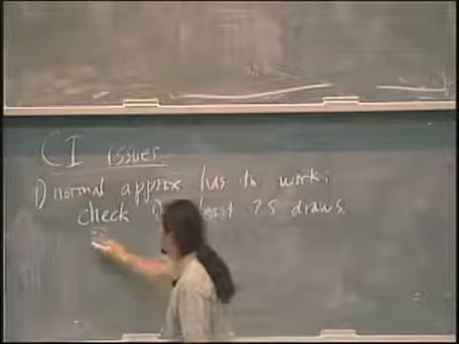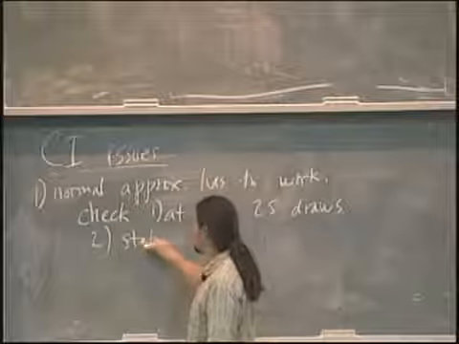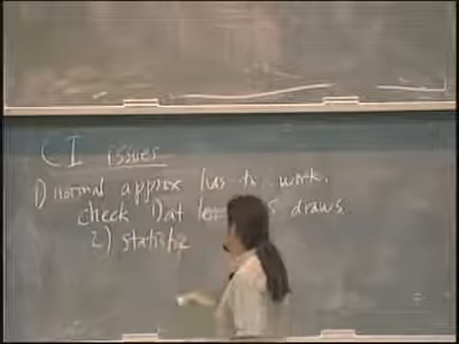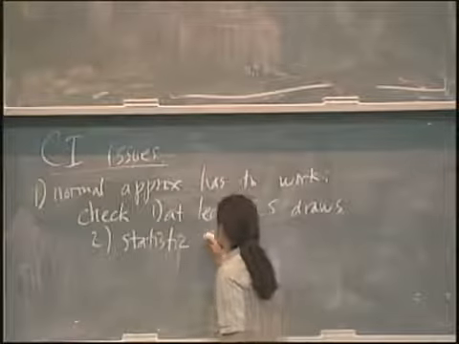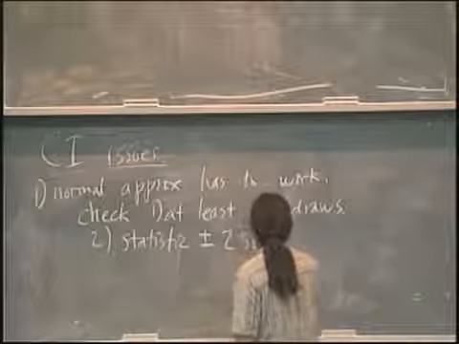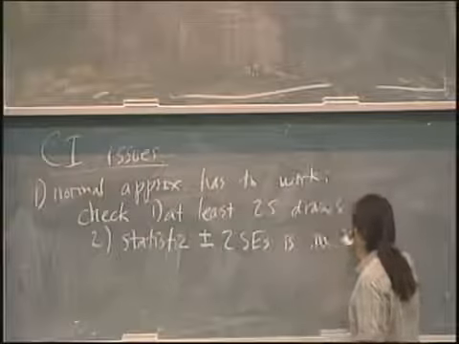And second, that the statistic, which is all you know, right? The statistic is the sample value. That statistic plus or minus two SEs is in range of possible values.